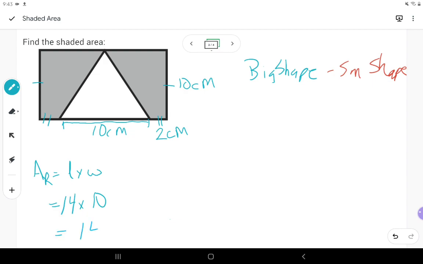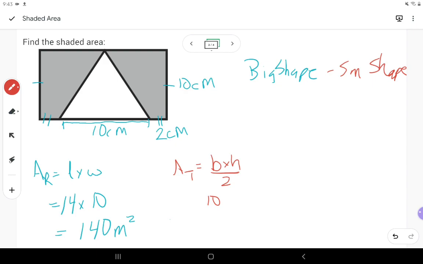14 times 10 is 140 meters squared. All right, there's the area of the rectangle. That was the big shape. Now looking at the triangle, that's the small shape that's being cut away. So area of a triangle is base times height divided by 2. If I look at the triangle, the base, 10 centimeters.